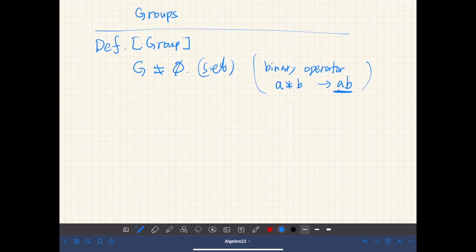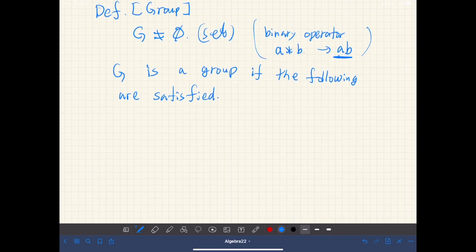Then we say G is a group if the following conditions are satisfied. First, for all pairs of elements in G, we have AB is in G. So this is a closure condition, just like in a semigroup.